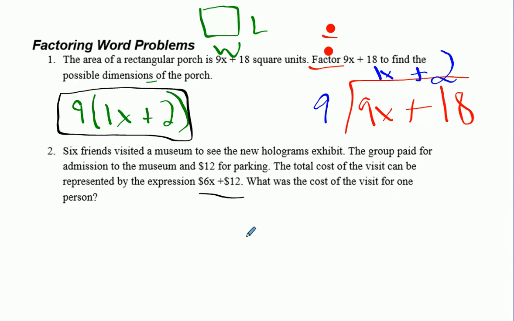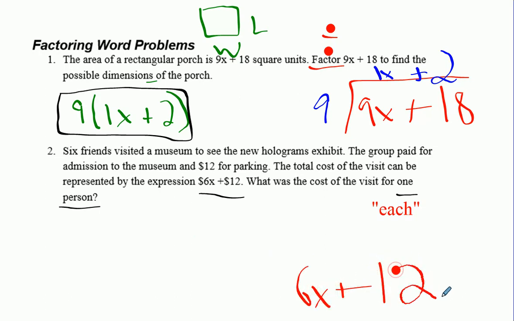So again, we're talking about factoring. This is a question. It says, what is the cost for one person? And a word that I might even have thought of when they said one person is how much for each person, right? What was the cost for each person? And we know each means divide or multiply, depending on the context. Because this would be in the question, I would be doing division. 6x plus 12. Now what am I dividing by? Each person. How many people went to this museum?